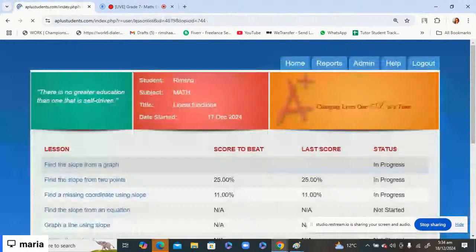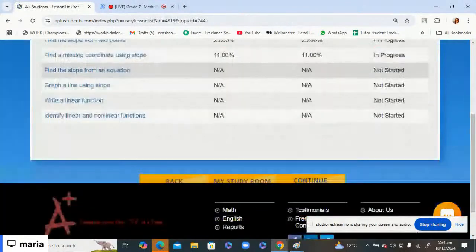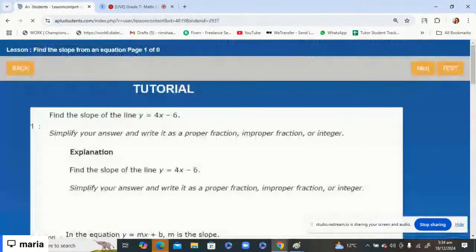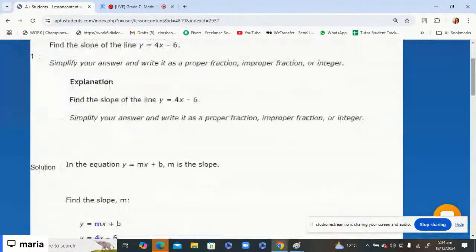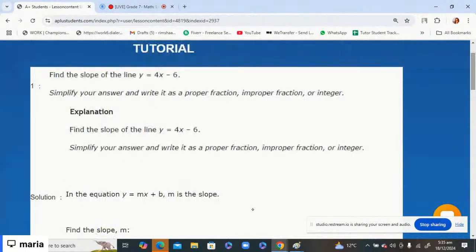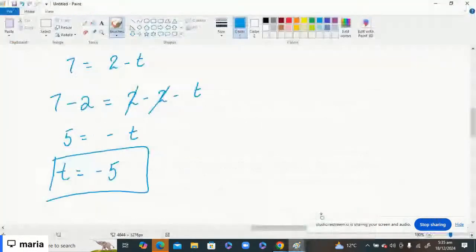Now let's start the next lesson of the day, which is the last lesson. Find the slope from the equation. So here, first we were finding the slope from the points. If 2 points are given, then you find it by subtracting y2 minus y1 over x2 minus x1. But here they're saying to find the slope by using the line equation. Okay, so look here. What's the formula for that?